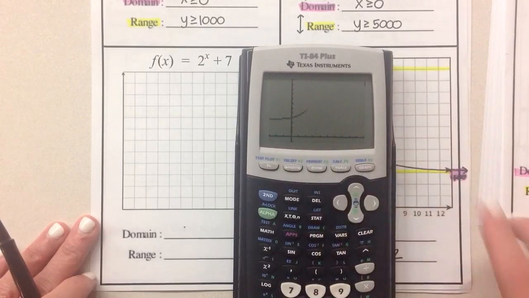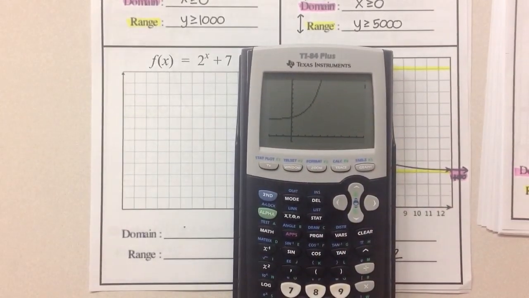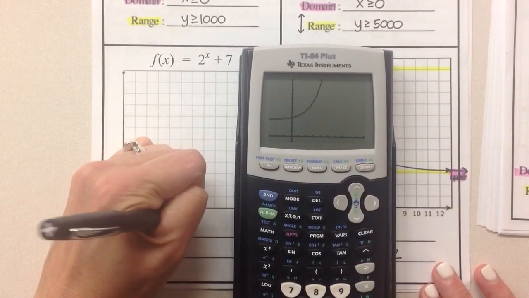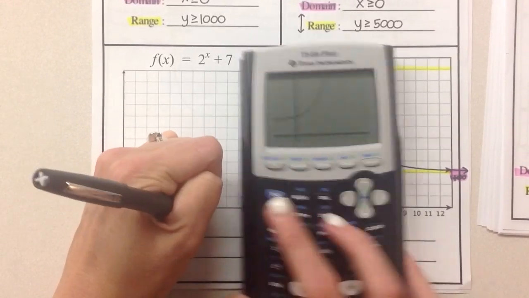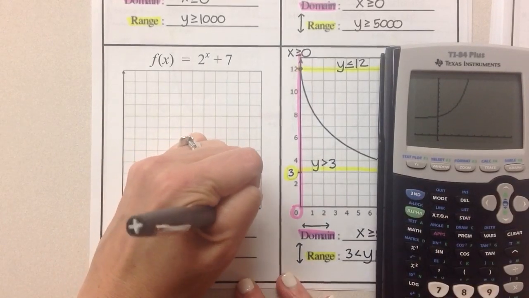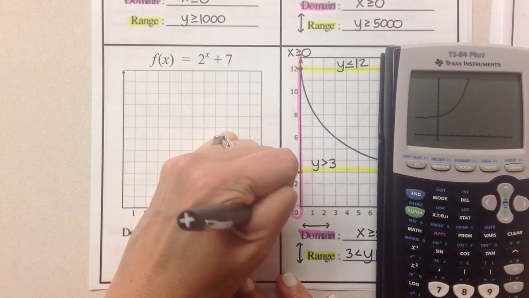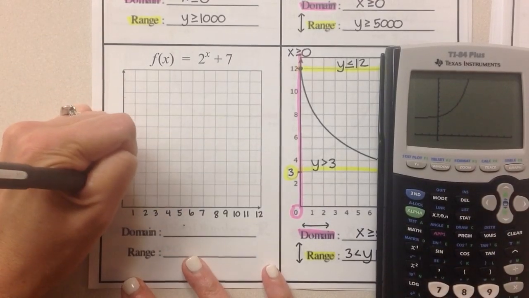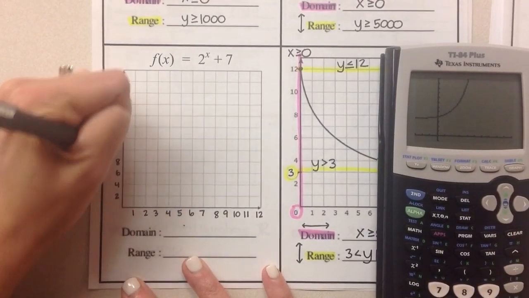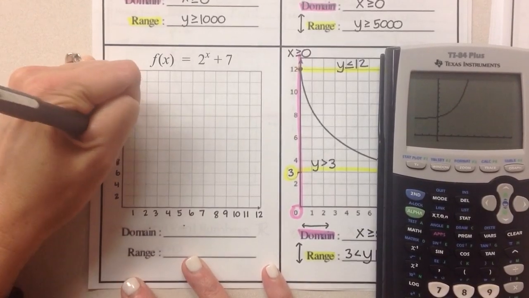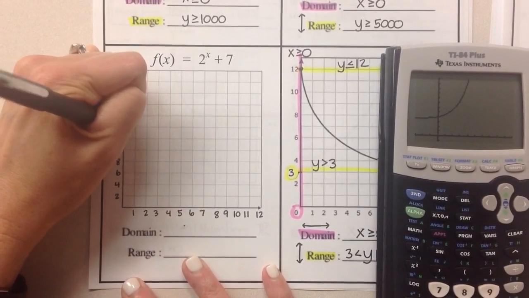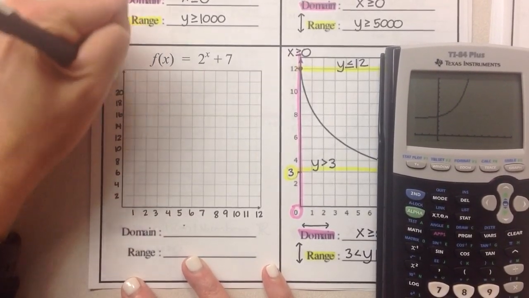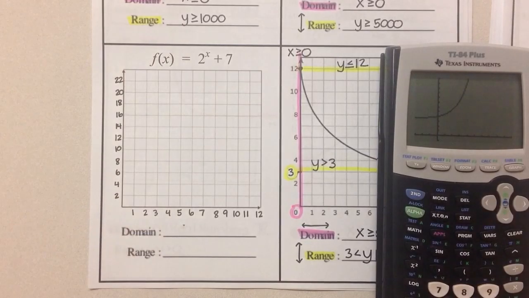So now I see a little bit more of my graph. So I know I'm counting by 1s on my x-axis, so I'm going to go ahead and label these by 1s. And my scale on the y-axis was 2, so I'm going to count by 2s going up the y-axis. And I'm making them very small so I don't take up a lot of space here on the side.